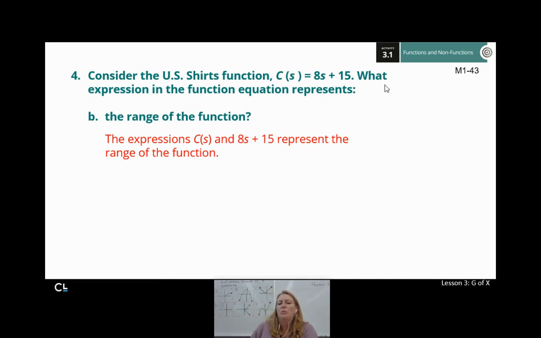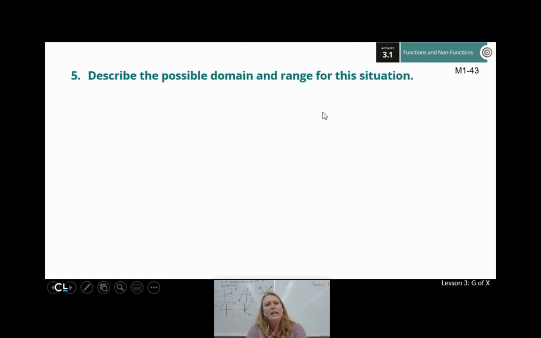But if you had just told me that c represents the range of the function, I would have been okay with that too. So what is the possible domain and range for this situation? Remembering that your domain is your t-shirts, your range is how much it's going to cost you. So can you describe for me what numbers you could have as your domain? What numbers could you have as your range? Go ahead and hit pause and jot down your thoughts and hit play to keep going.